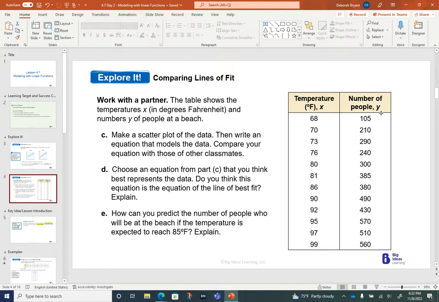Okay, absolutely. There is a correlation. Is it causational? Does the temperature affect the number of people at the beach? Absolutely. Not many people are going to want to be at the beach when it's 0 degrees outside. So it does have a causal relationship.